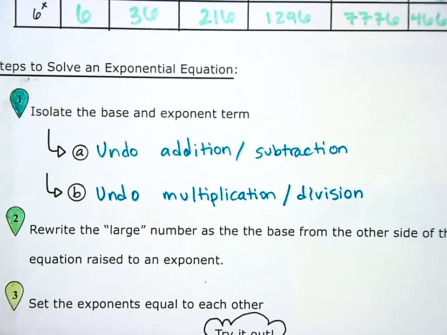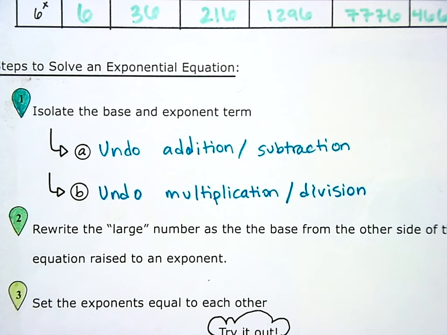So it's good to just get these steps down, then they will make a lot more sense when we try them out. Okay, once we have isolated the term that has the base and the exponent, there's nothing else on that side of the equation, then we want to rewrite the other side, the large side, as I like to say, or the bigger number. We want to rewrite it to make it look like that exponent and base term, okay?